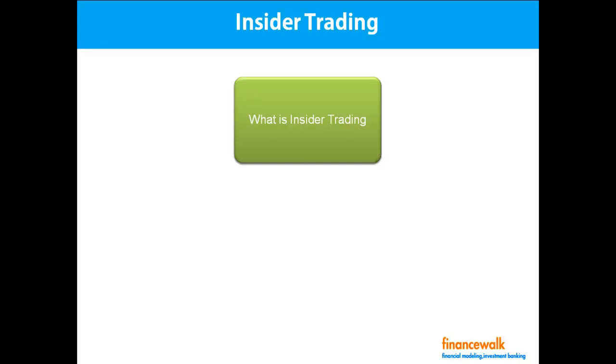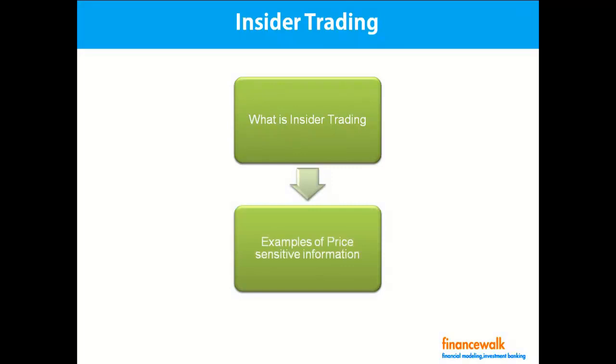Right, so what is price sensitive information? Let's see examples of price sensitive information. First is financial results. Second is intended declaration of dividend. Third is issue of securities or buyback of securities. Fourth is major expansion or execution of new projects. Fifth is amalgamations, mergers and takeovers. Next is disposal of undertaking. And last is significant change in policies, plans and operations.